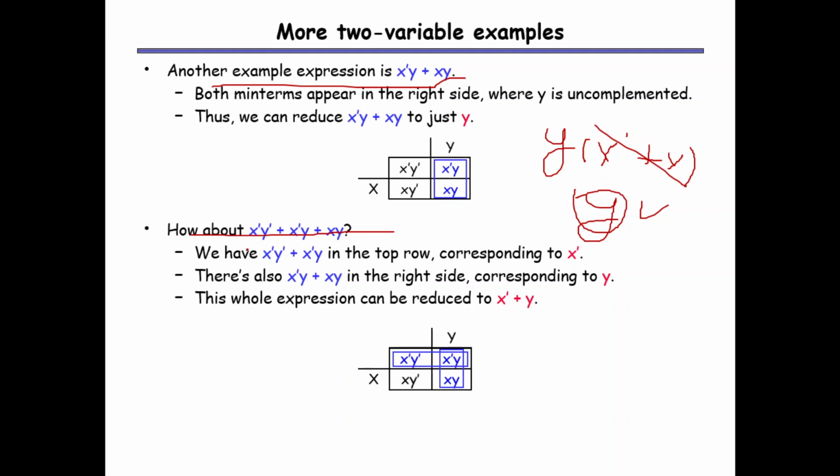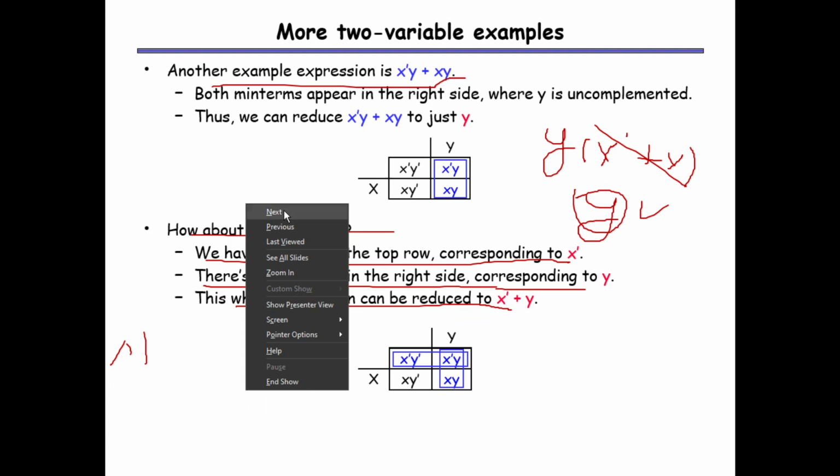How about the blah blah? I don't have time for this. Never mind. There is also x prime y plus xy on the right side corresponding to y. All this expression can be x prime plus y. Yeah. I don't have time for this, but can I write this case? No, only this? Okay, not this one. Sorry, I don't have time.